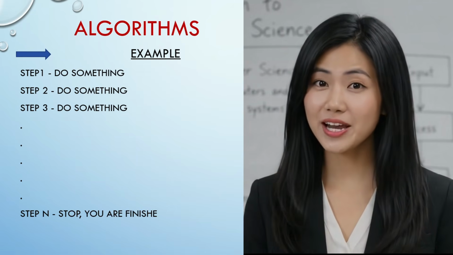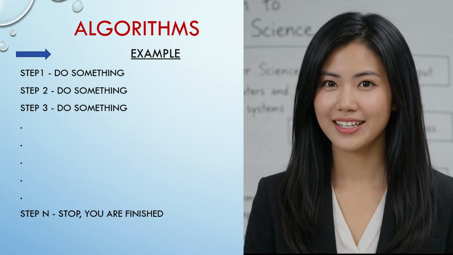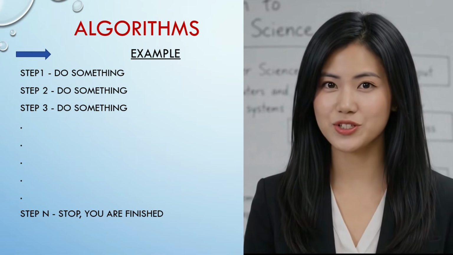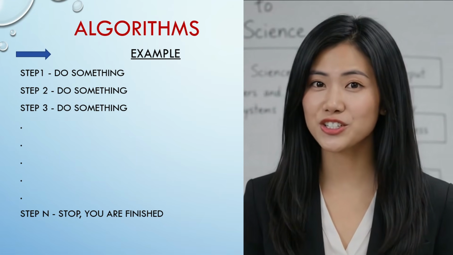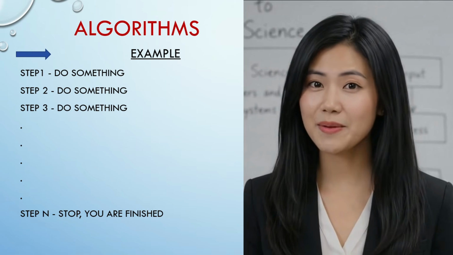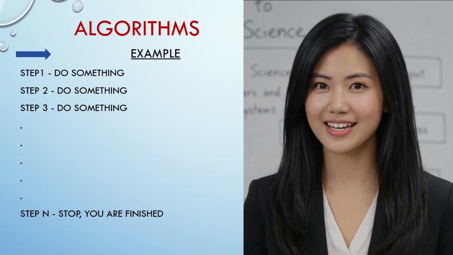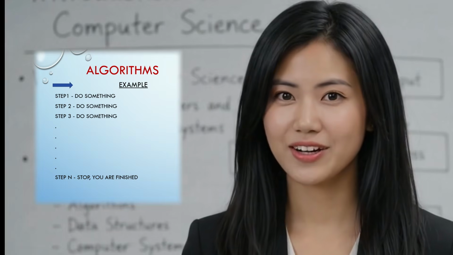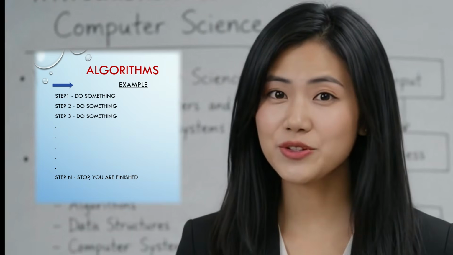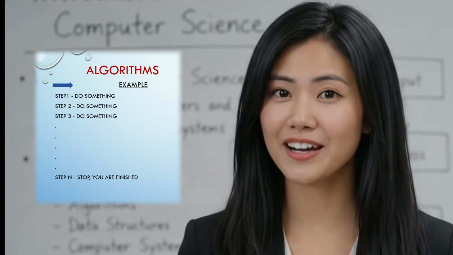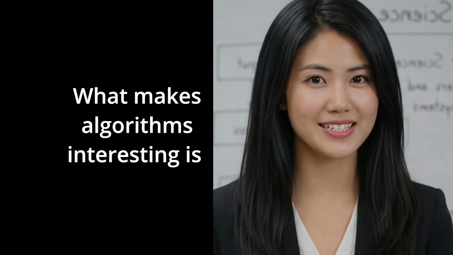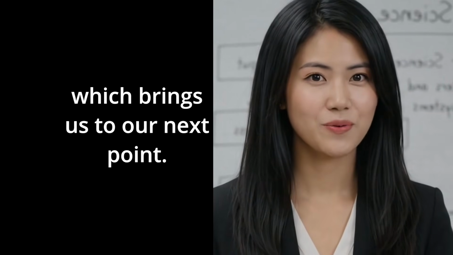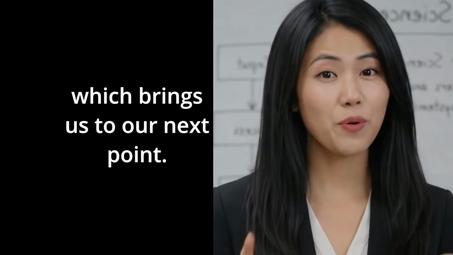Here's the generic shape of every algorithm you'll ever write. Step 1, do something. Step 2, do something. Step 3, do something. All the way to step N, stop, you're finished. That's it. That's the skeleton. Every recipe, every driving direction, every piece of software you've ever used follows this exact same pattern underneath. What makes algorithms interesting is what kind of steps go inside that structure, which brings us to our next point.